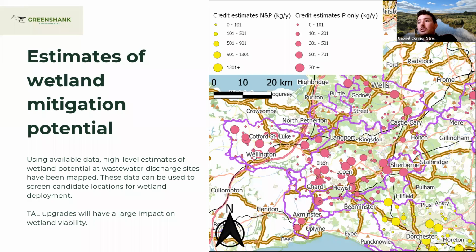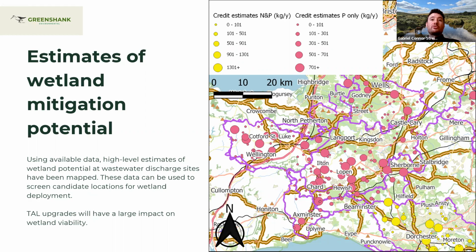Another piece of work we've done is using available data sources. We're able to create a very high level estimate of the potential mitigation that a wetland at a site could deliver. I want to caveat that these are very high level estimates. The design process will refine these down, and we're talking ballpark figures of what we think we could generate from a wetland at any of these locations.